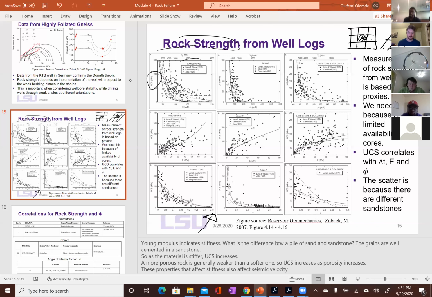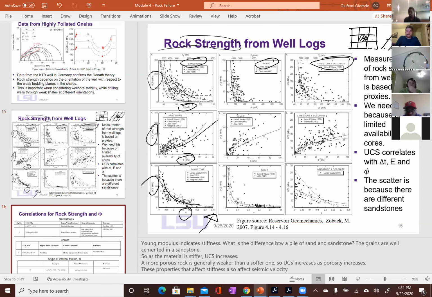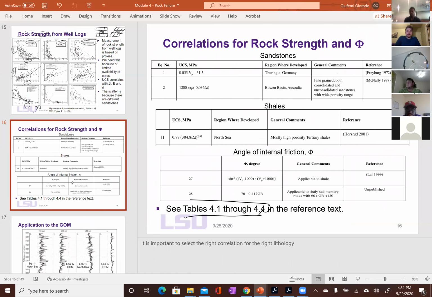So here you're looking at sandstone, shale, limestone, and dolomite, UCS on all the y-axis. And you're looking at how UCS changes with delta T, with Poisson ratio, and porosity. And as you can see, decreases with that, increases with this, decreases with that for all rock types. And I had explained all of that in the video. Any question on this? So many correlations in the tables in the book, and that's the subject of homework 3. It's just go plug in the values in the correlation and you're done.